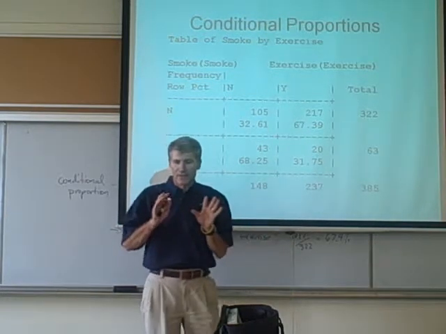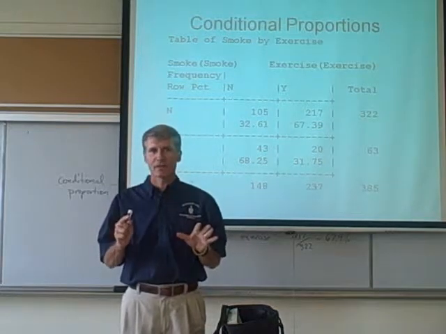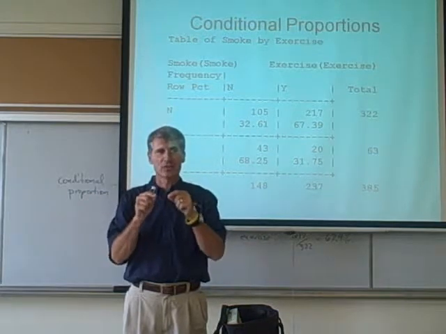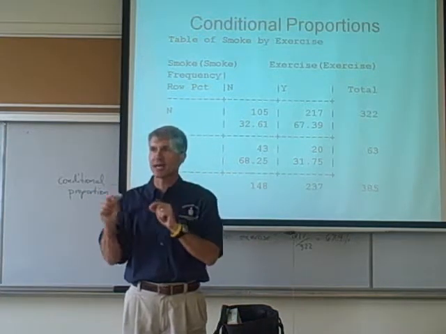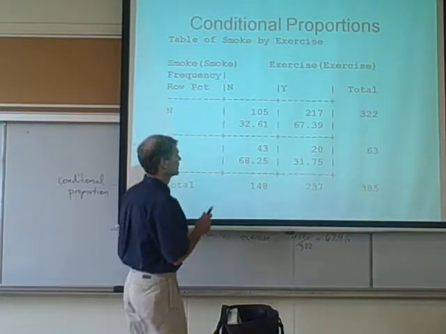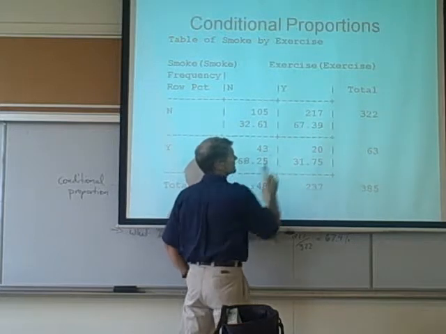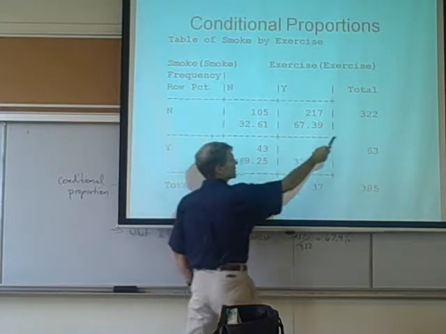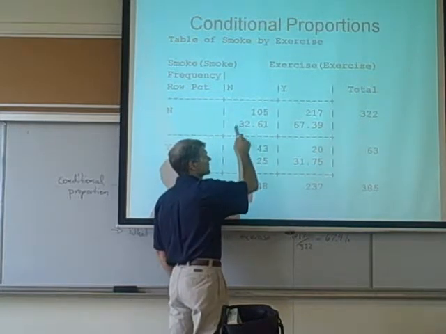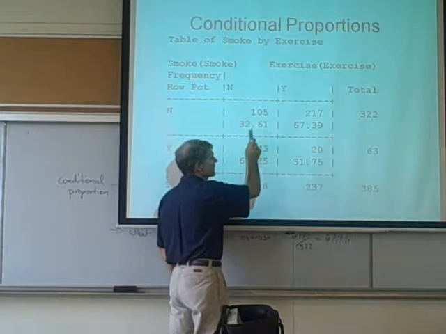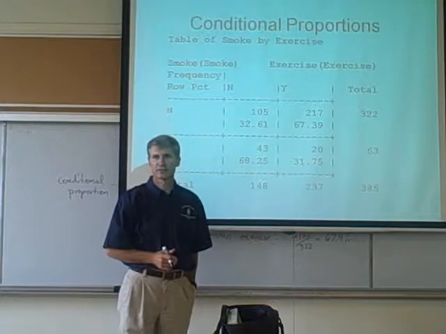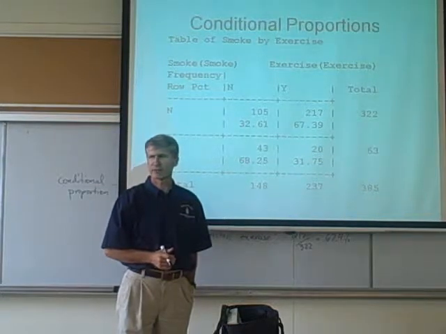Now, here's a very common mistake. And I will give you a question like this on the exam. I'll give you a contingency table and ask you to compute some conditional proportions and decide if there's an association between the two variables. And people will do this. They'll compute this one, 67.39, using the row total 322. They'll compute this one, and they'll say, those two numbers are very different, therefore, yes, there's an association. Is that the right way to do it?